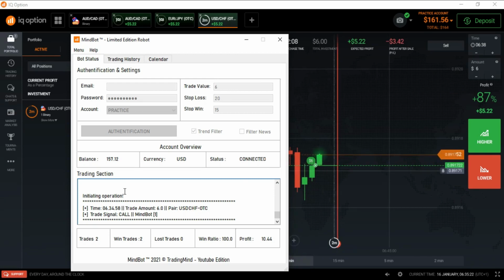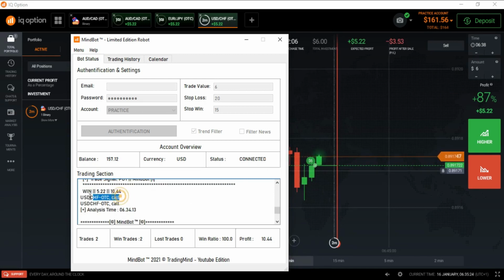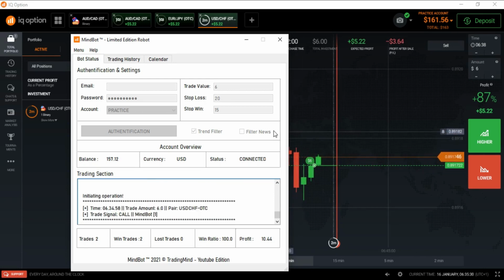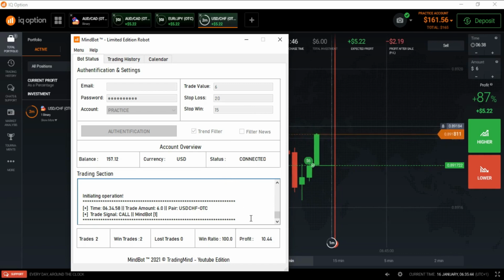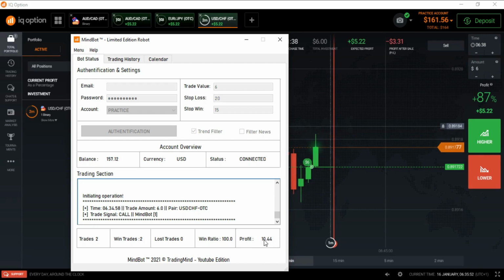So this trade has been placed using the trend filter, and the call operation is called. So once this trade is finished, the robot will be closed automatically, and we hope the best for this one. So we will be reaching our target. So as I set stop win at 15, and with $5 of profit, it will hit 15.66, right? And let's wait for this trade to finish.